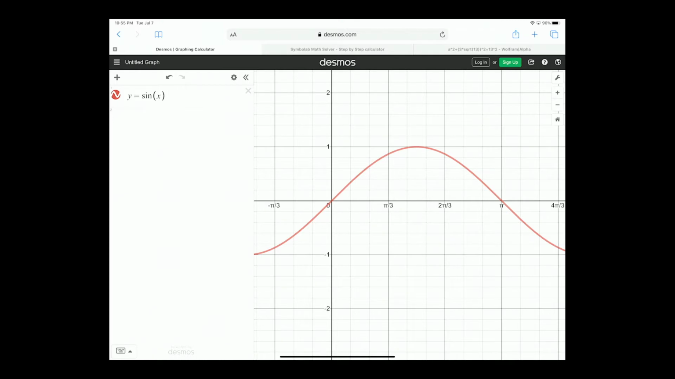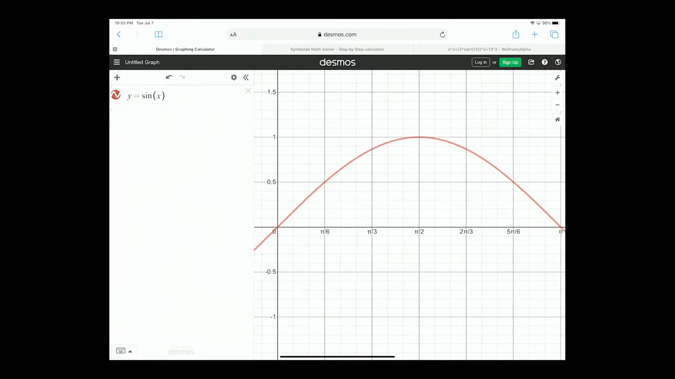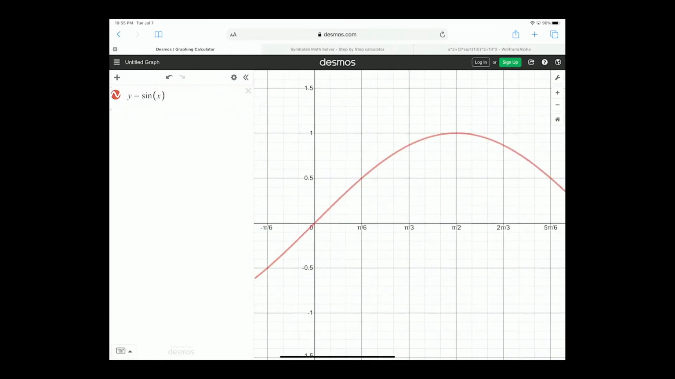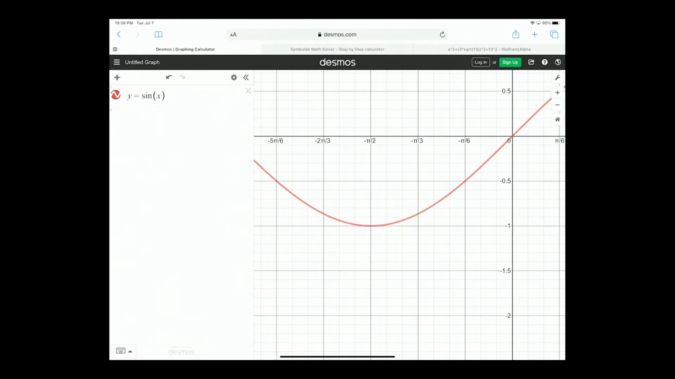Okay. Now, while you're looking at this though, I want to point something out. If I go to pi over 2, what's the y value at pi over 2? It's like 1. It doesn't say pi over 2 because that's a decimal number and it's hard to press it in the exact right place. But pi over 2 comma 1. Well, what happens at negative pi over 2? At negative pi over 2, you're at negative 1.